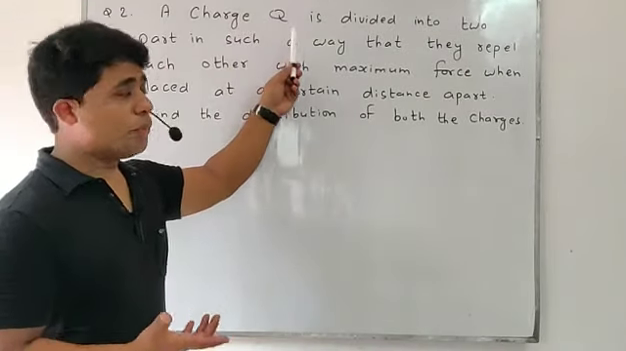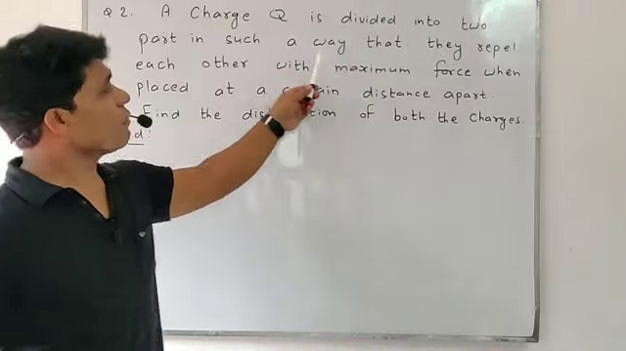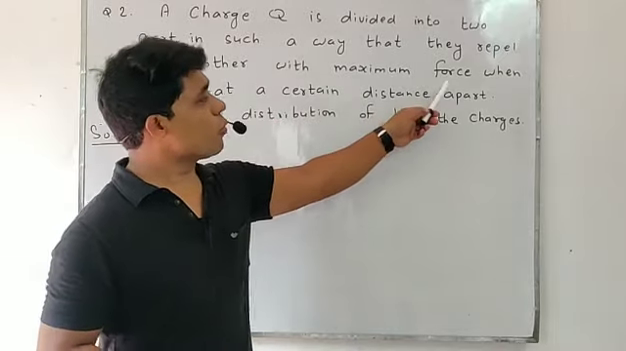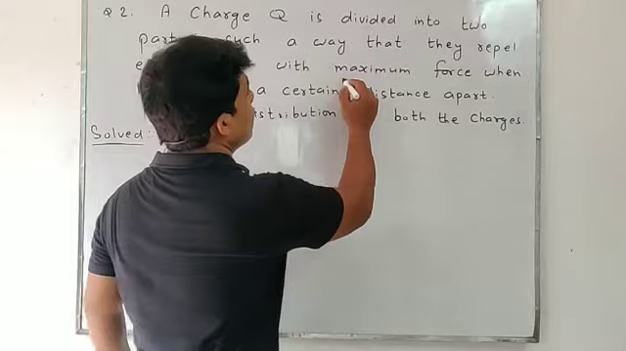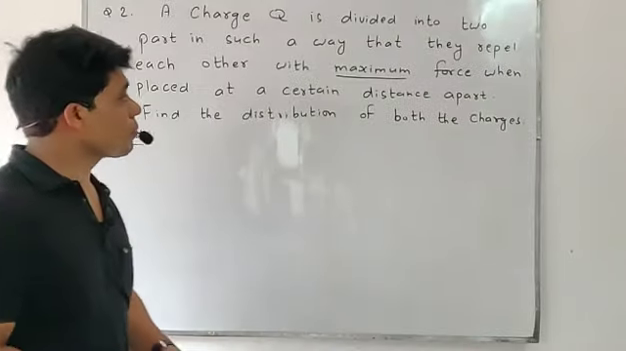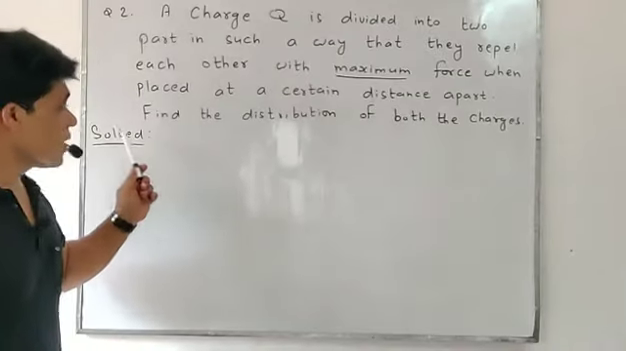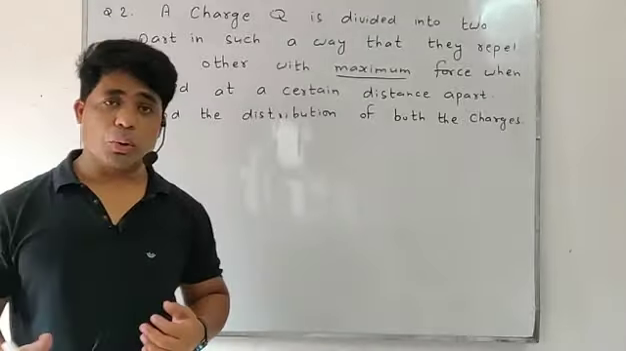Now students, question second. A charge capital Q is divided into two parts in such a way that they repel each other with maximum force when placed at a certain distance. Look at the word here, maximum force. When placed at a certain distance apart, he's asking, find the distribution of both the charges. So that is the important question.